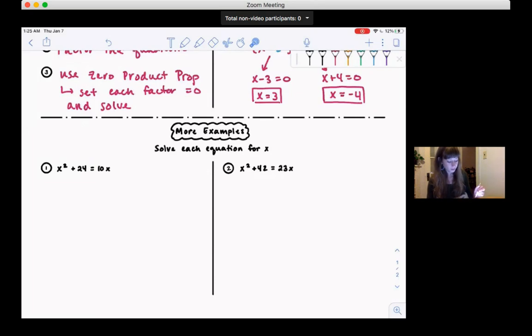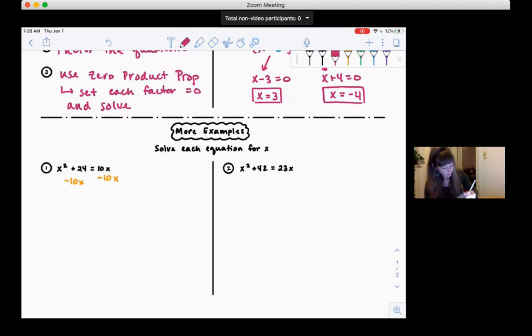Okay, so number one, we know our first step is to get everything on one side. And we want to move to the side with the x squared. We want to keep x squared positive. So I have a positive x squared here. So I want to move the 10x to be over with that positive x squared. And I can do that by subtracting it or making it negative. So I can subtract 10x from both sides.